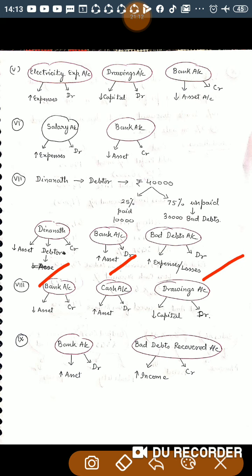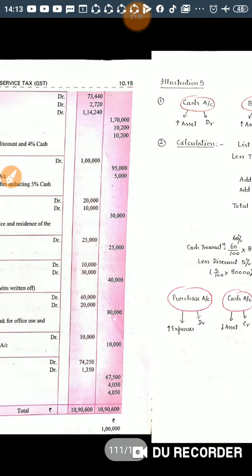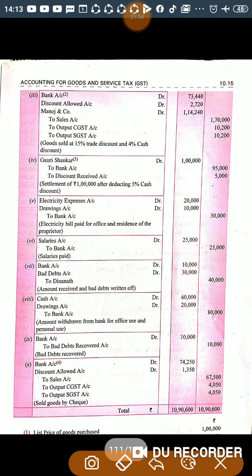So bank balance is decreasing, it is an asset decreasing, so it should be credited. Cash, that is an asset which we are withdrawing for the office purpose, so cash is increasing in the business, increase in asset should be debited. Drawings, decrease in capital, should be debited. So journal entry will be cash account debited with 60,000, drawings account debited with 20,000, to bank 80,000. Amount withdrew from bank for office use and personal use.